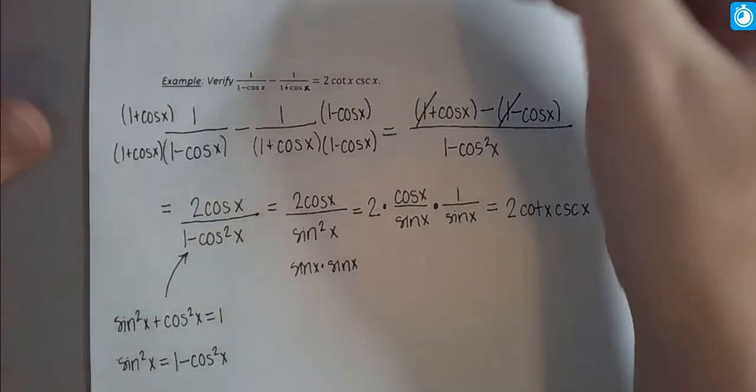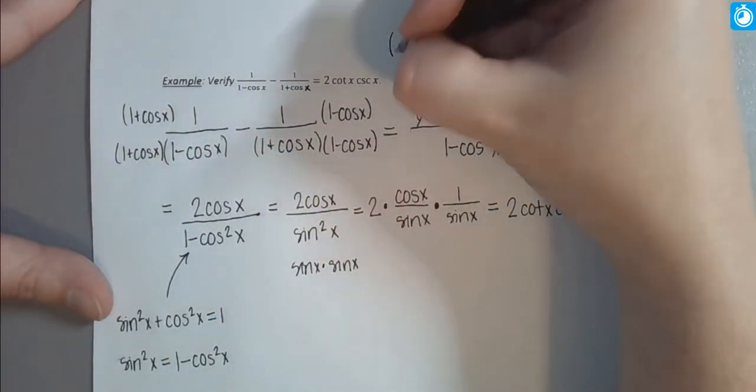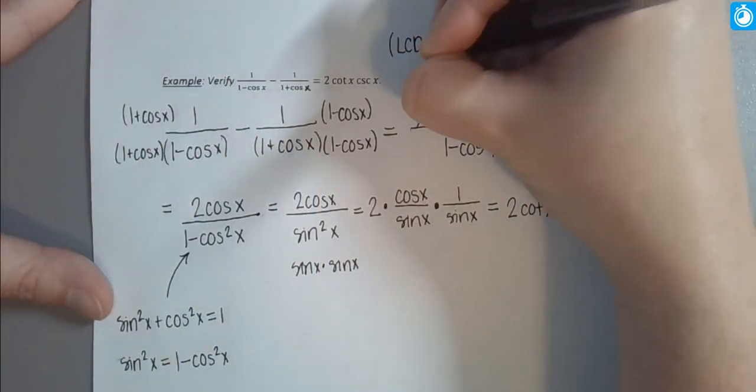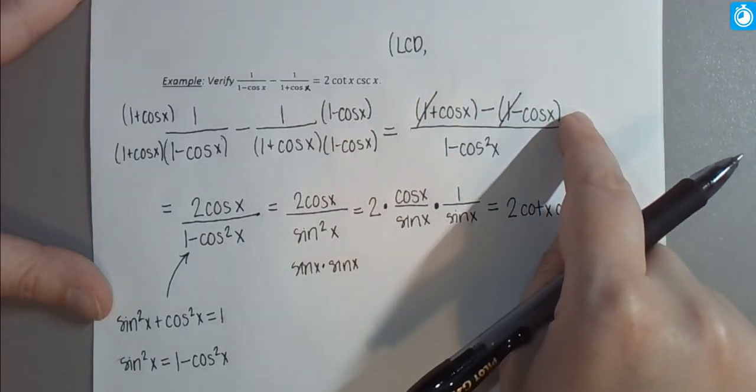So what all did we use here? Well, we used some additional strategies. First thing we had to do was find a least common denominator. So we found a least common denominator. Okay, we just did some reduction, combined some like terms.